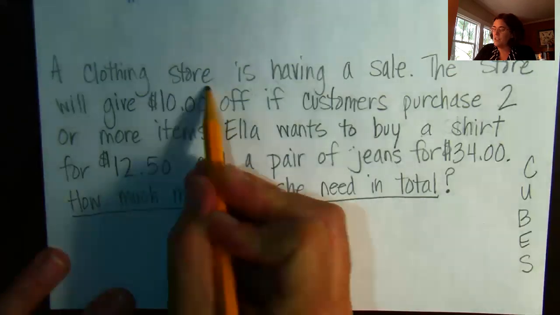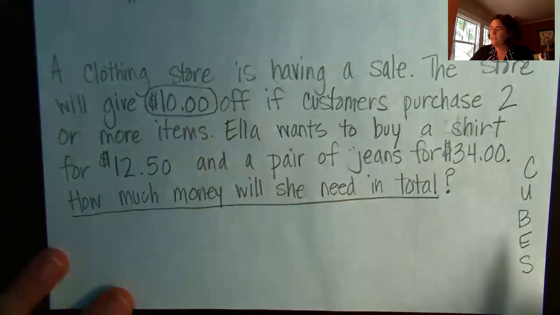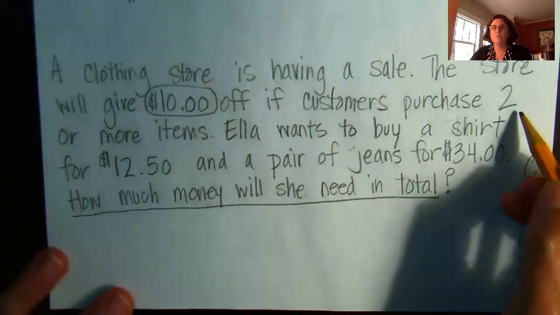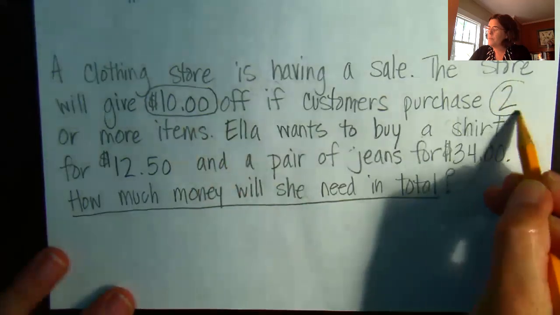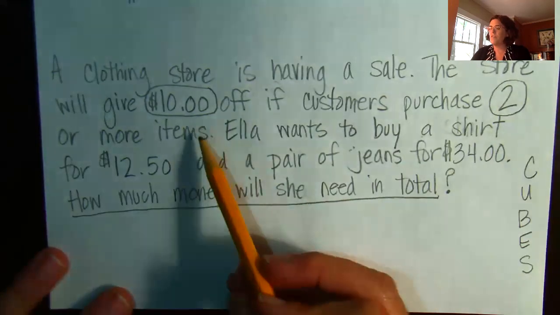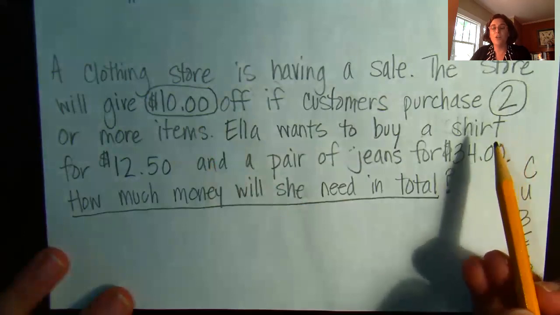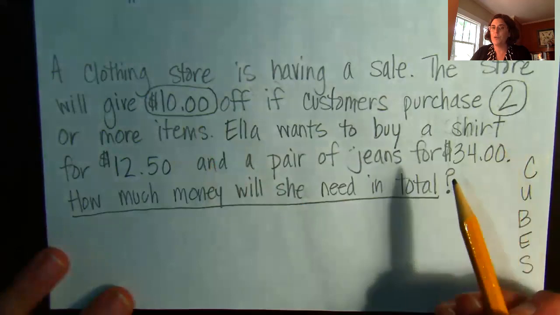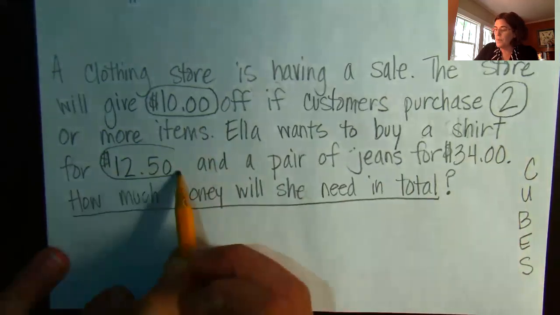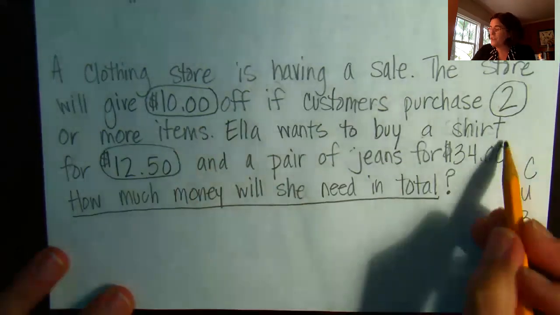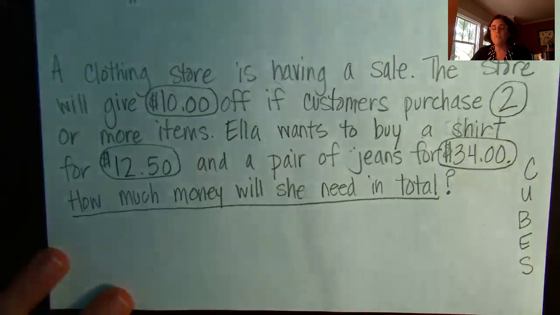Very good, $10. Is this too important? It is actually, because the store will only give you $10 off if you purchase 2 or more items. So we need to make sure that Ella is following that rule and purchasing 2 or more items. Let's see. $12.50 is important, and $34 is important. Very good. All right, now we have all of our numbers circled.